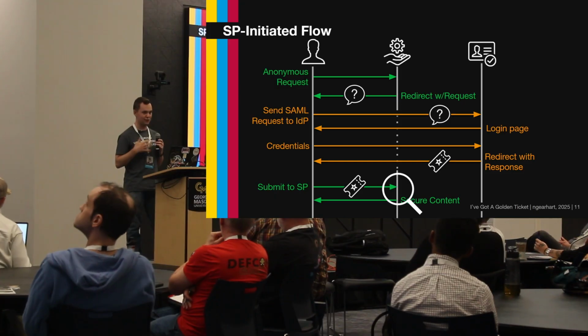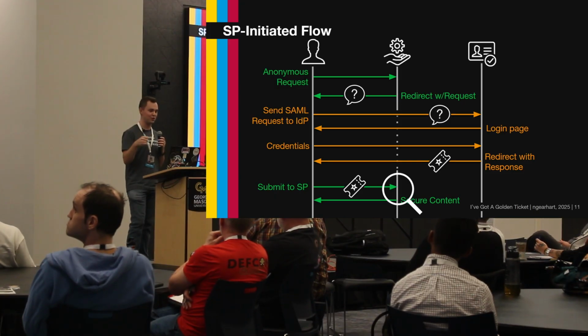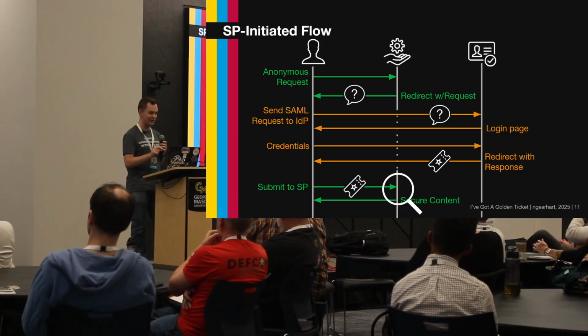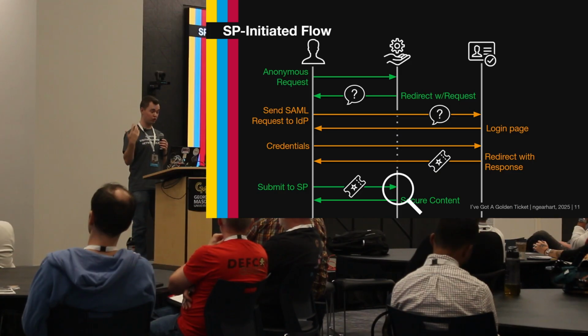I'd like to make a connection. If you've ever read a math textbook and you look at a proof, it'll often say every single step in the proof is trivial, but there's one key interesting step. This is the step that makes the proof interesting. And I will say the same thing about this. This step, where the service provider knows to trust that SAML response, is the interesting step.